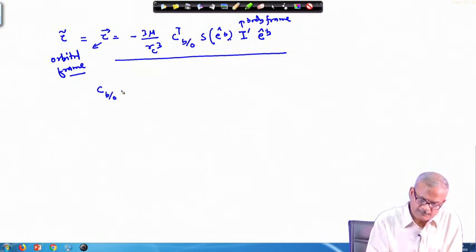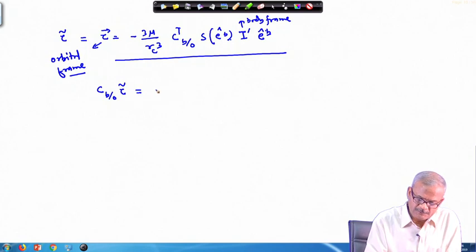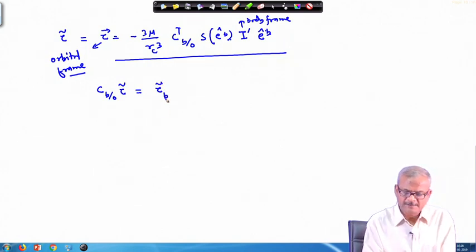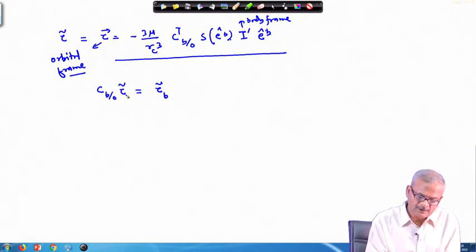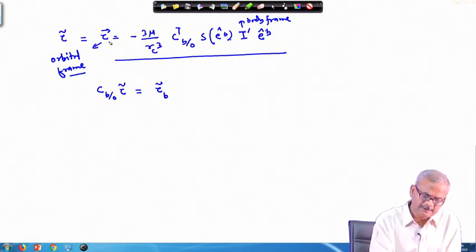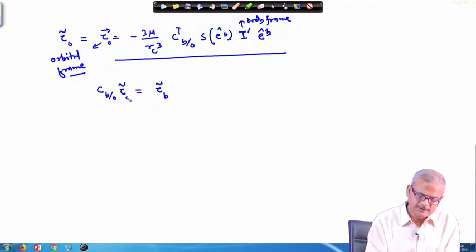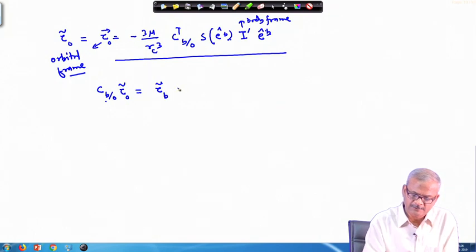Okay. So, if you operate on this tilde, this will get reduced to, and then we are expressing this in the body frame. Okay. This is in the orbital frame. I have not put the tag, but this is in the orbital frame, or orbital frame to body frame conversion. So, this is converted into the body frame.